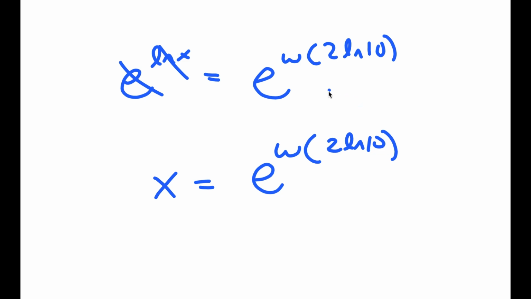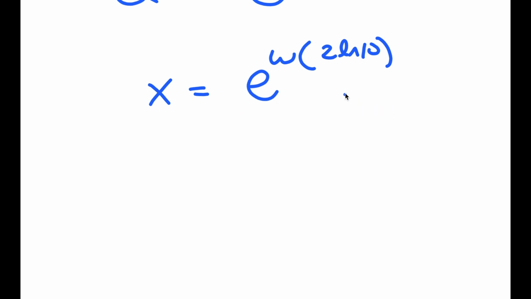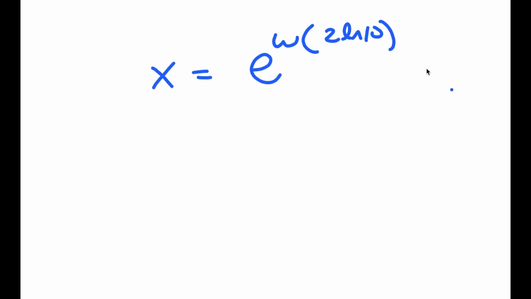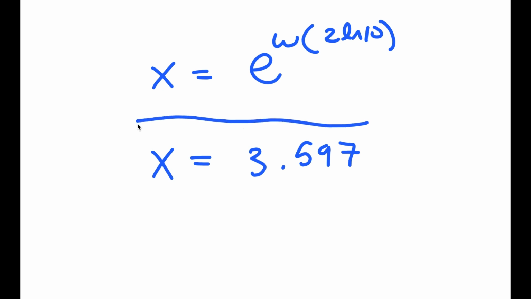Now from here, to find the exact value of e to the power of W of 2 times ln 10, I'm actually going to plug this into a calculator because there's no way to actually calculate this by hand. And if I plug this into a calculator, I get x is equal to 3.597. So this is my solution to this equation.